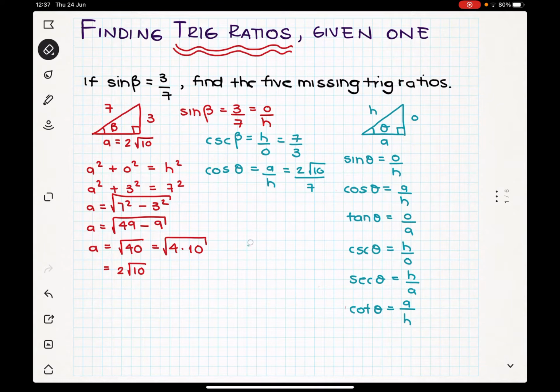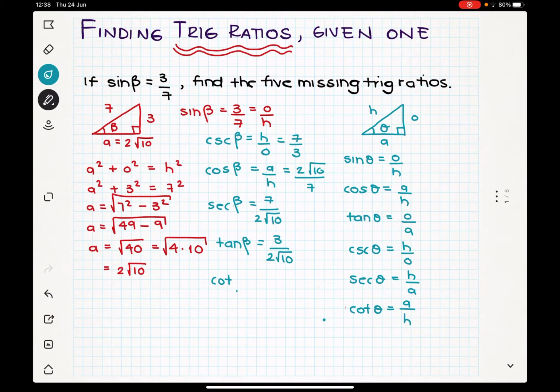And the reciprocal of cosine is going to be secant. So secant is going to be 7 over 2 square root of 10. The other one is tangent. Tangent is going to be opposite over adjacent. So opposite is 3 over 2 square root of 10, and cotangent of beta is going to be 2 square root of 10 over 3. So those are my answers.